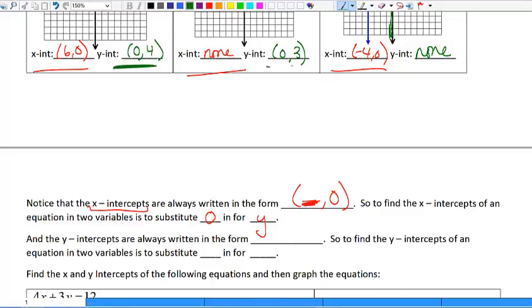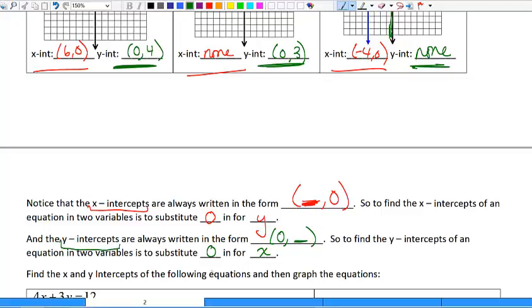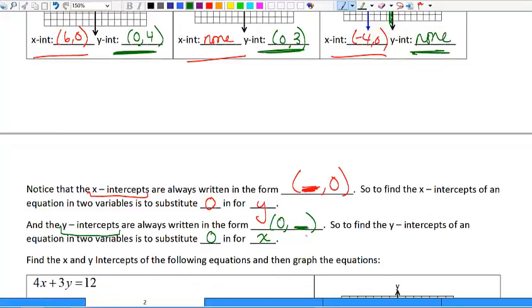Alright, look at these y-intercepts here. Now I know none doesn't really help, but the y-intercepts are always in the form 0, comma some number. That's why they end up on the y-axis. So to find the y-intercepts of an equation in two variables, what you're going to do is substitute 0 in for x. Again, it's the opposite. If you're looking for the y-intercept, you plug in 0 for the x, because you want a value for y so that it could end up on the y-axis. So let's use this information to find the x and y-intercepts of the following equations and then graph the equations.